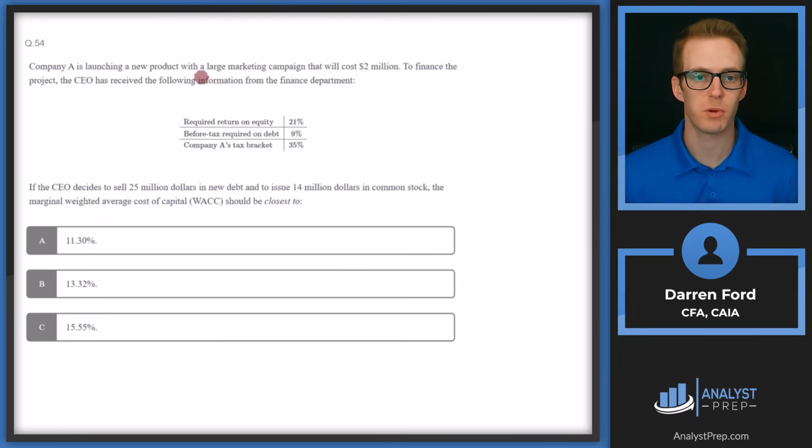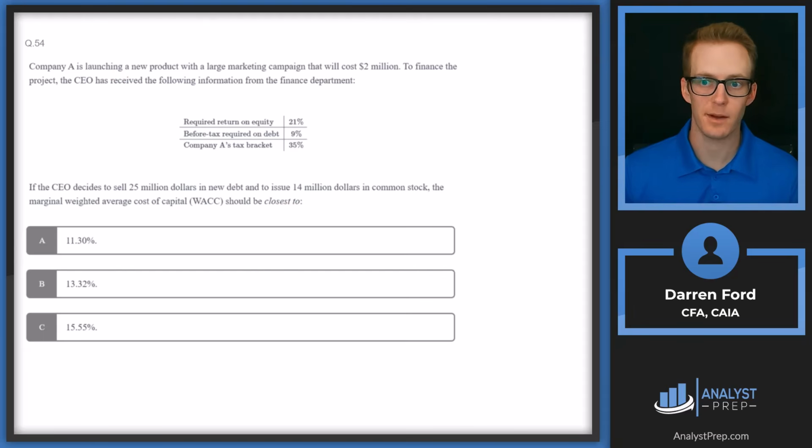Company A is launching a new product with a large marketing campaign that will cost $2 million. To finance the project, the CEO has received the following information from the finance department. So we have required return on equity before tax, required return on debt, and the tax bracket. If the CEO decides to sell $25 million in new debt and issue $14 million in common stock, the marginal weighted average cost of capital should be closest to.